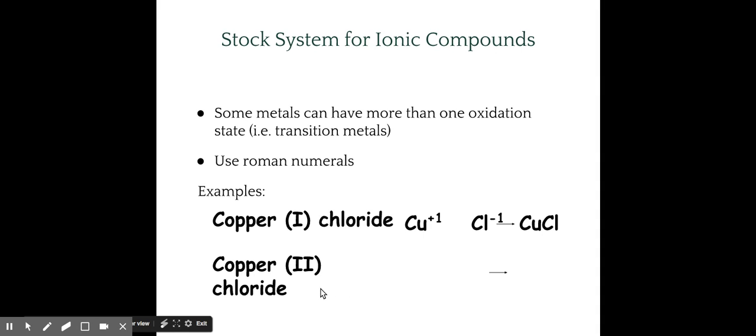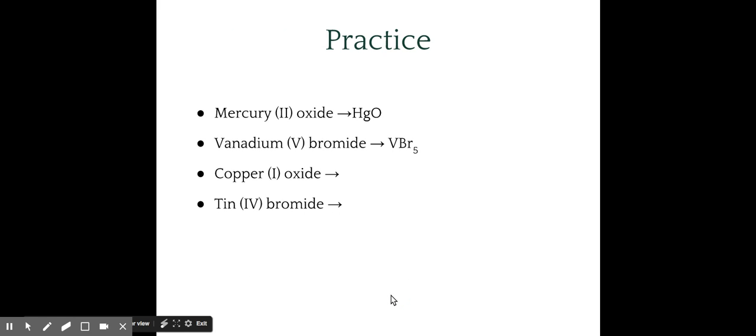But now looking at copper 2 chloride, what does this Roman numeral tell us? That Roman numeral 2 lets us know that copper 2 has a charge of +2. And just as before, chloride has a -1 charge. When you crisscross those charges, you get CuCl2. All right, so let's practice. Here are those two examples done for you, but let's look at copper 1 oxide.